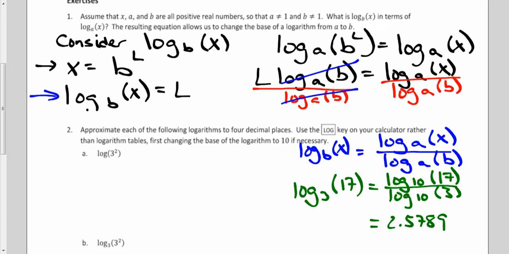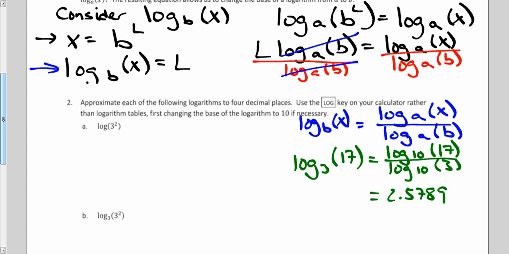Now, let's do these. Let's approximate each of the following logarithms to 4 decimal places. Use the log key on your calculator rather than logarithm tables. I want you to pause the video and do these on your own. This is calculator practice right here. Letter A is calculator practice. So pause the video and do it. When you come back, I'll have it ready for you.